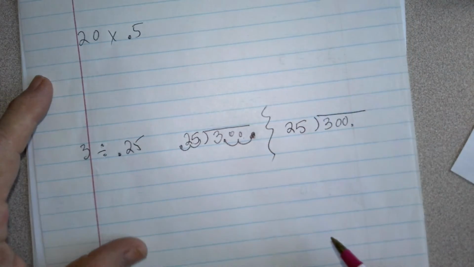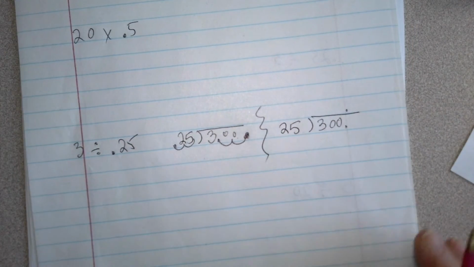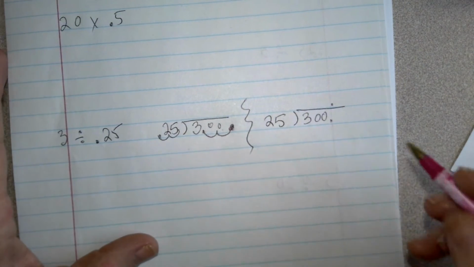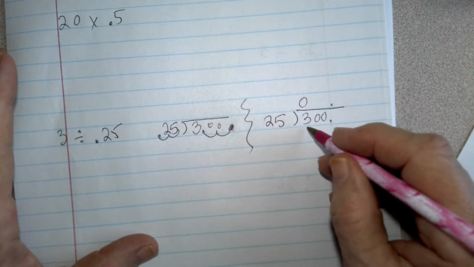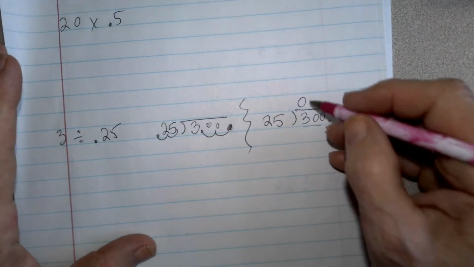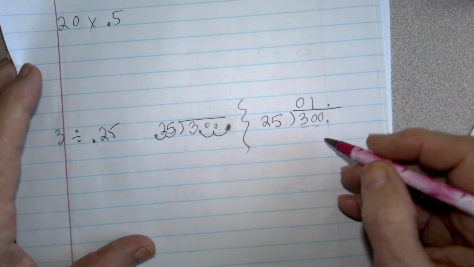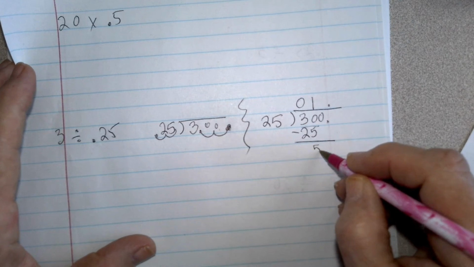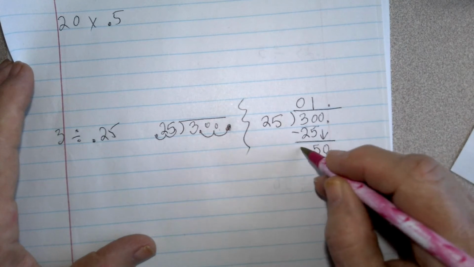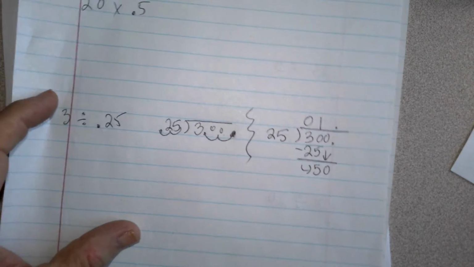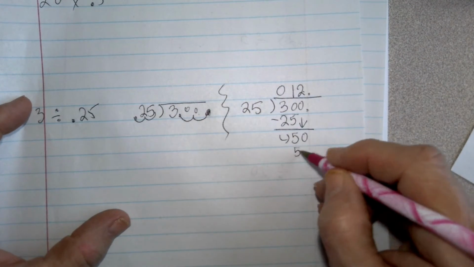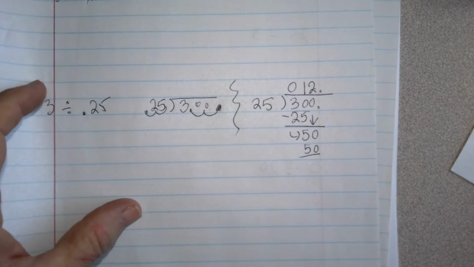And I know that that's going to go perfectly. I'll just put this up here anyway. So, does 25 go into 3? No. O for no. And does 25 go into 30? Yes. How many times? 1. 1 times 25 is 25. Subtract. Bring down. And how many quarters in 50 cents? 2. So that goes perfectly. And that is our answer.